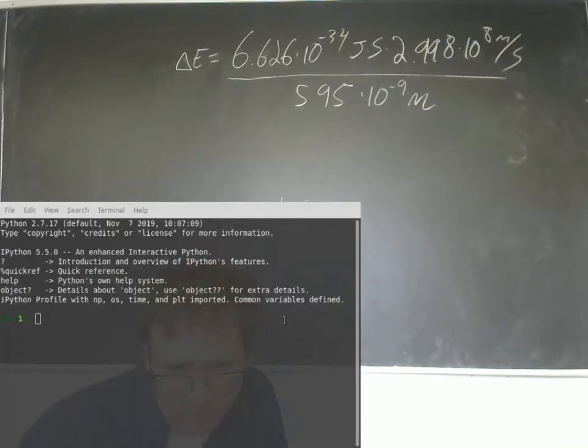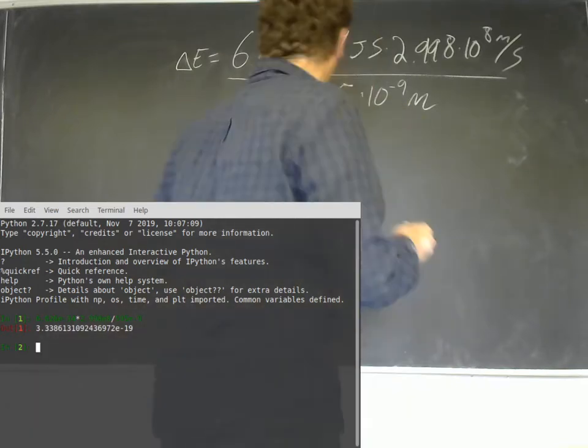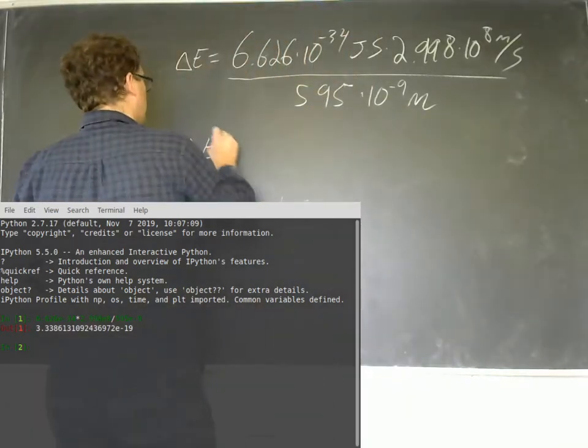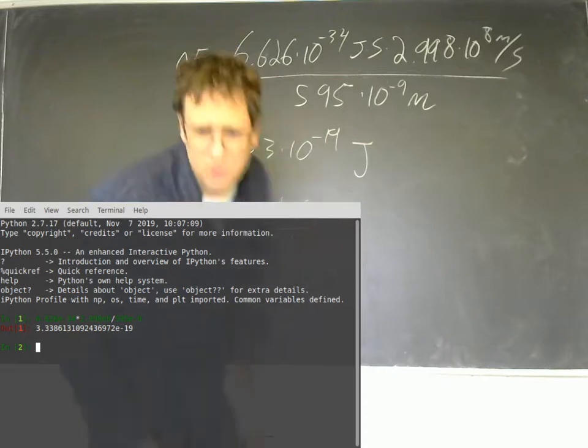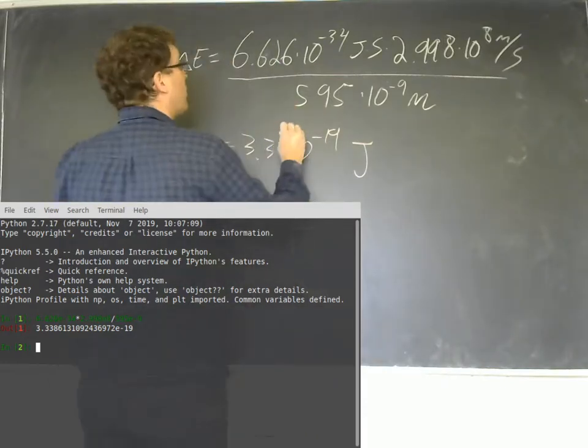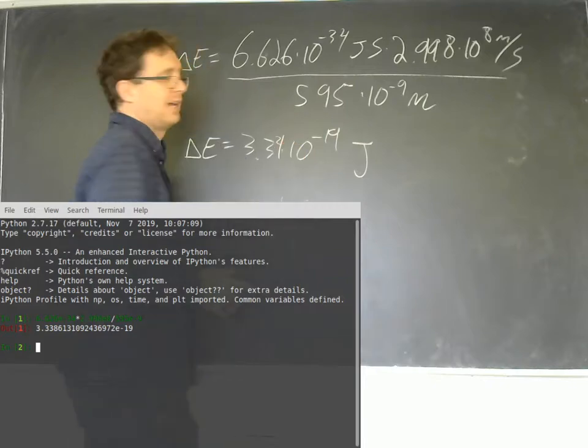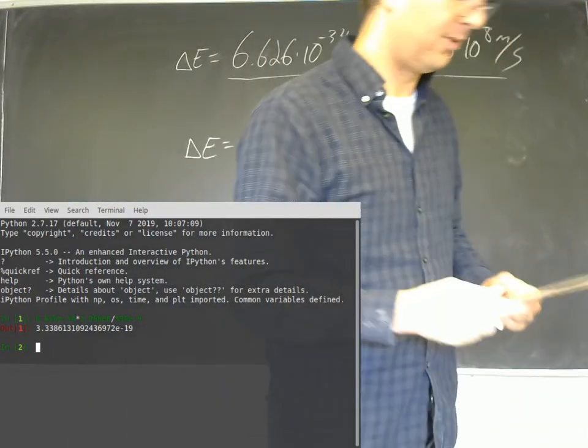Oh, there it is. Okay, so what do I have? 6.626 E negative 34 times 2.998 E 8 divided by 595 E negative 9. And what I get is 3.3 times 10 to the negative 19th. So our crystal field splitting energy, 3.3 times 10 to the negative 19th joules. We probably get 3 sig figs, so 3.34 times 10 to the negative 19th joules. That is the crystal field splitting energy.